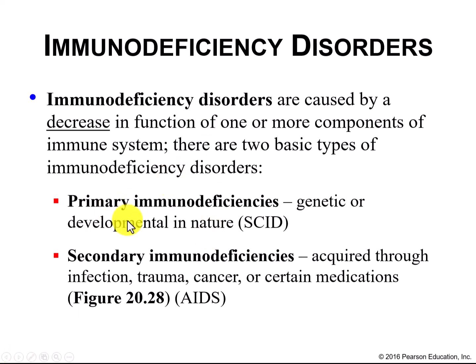Immunodeficiencies. So you can be born with it, have a genetic defect. This is a primary immunodeficiency called severe combined immune deficiency, SCID. And then a secondary immunodeficiency is acquired. This is AIDS, acquired immunodeficiency, most notably from HIV, but you can also get it from trauma, cancer, or other medications.